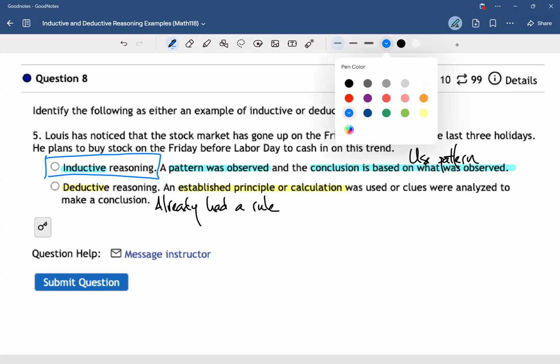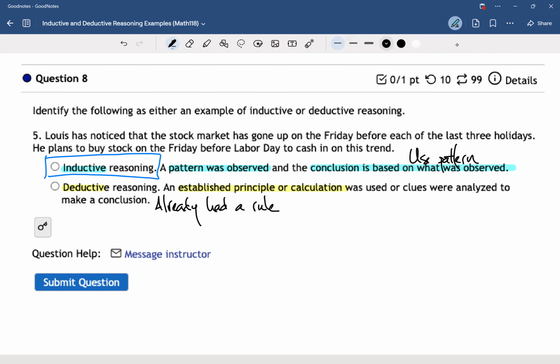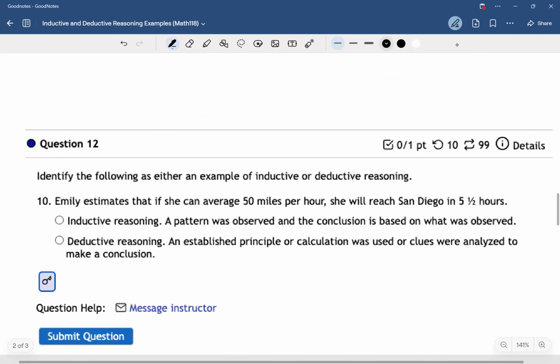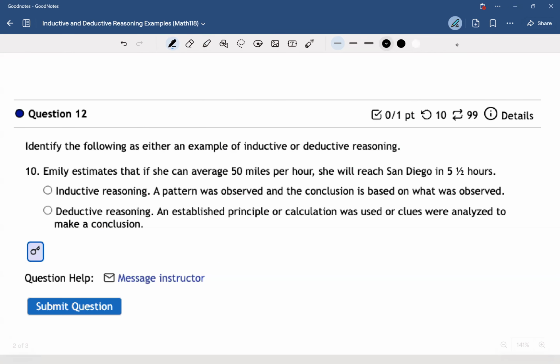Okay. Now let's go ahead and take a look at question 12. All right. So, similar idea. We want to decide whether something is inductive or deductive reasoning. So Emily estimates that if she can average 50 miles per hour, she will reach San Diego in 5.5 hours. Now, one thing I notice here is there's no mention of a pattern. She doesn't say, like, oh, well, usually when I go to San Diego, it takes me 5.5 hours, so this time it will also take me 5.5 hours.